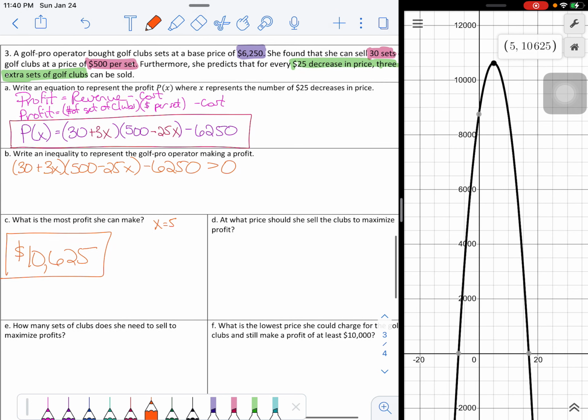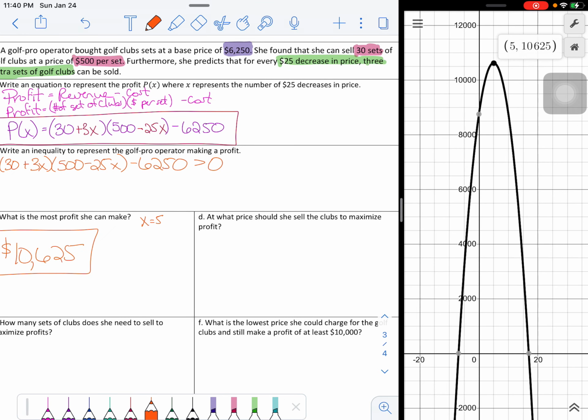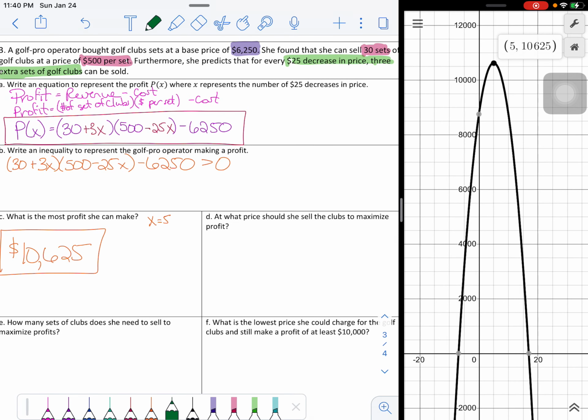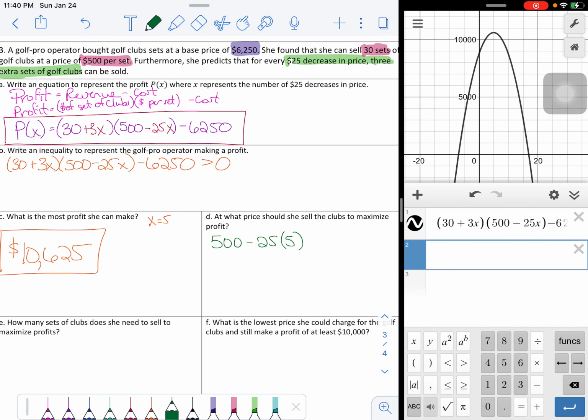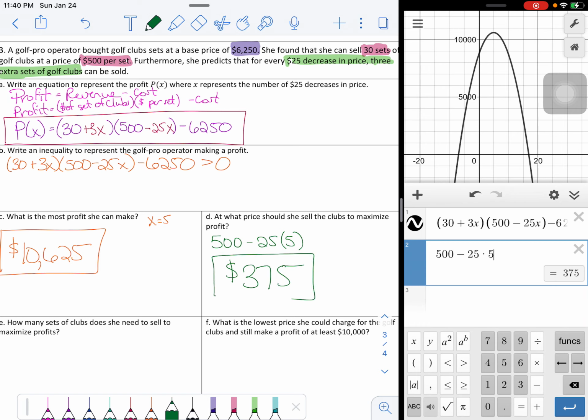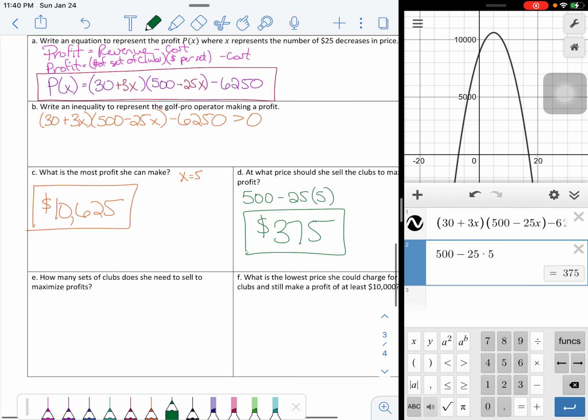Okay. So at what price should she sell the clubs to maximize the profit? Well, if x is equal to 5, we're going to take the price part of our expression. So 500 minus 25x, but x is 5. So into Desmos, I'm going to use it as a calculator now. So minus 25 times 5. So if she sells the clubs at $375 per set, she will maximize her profits.